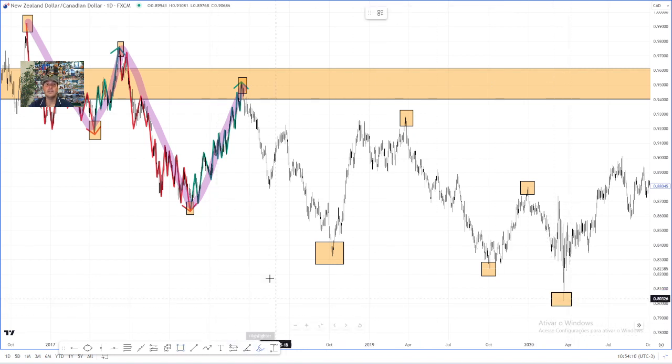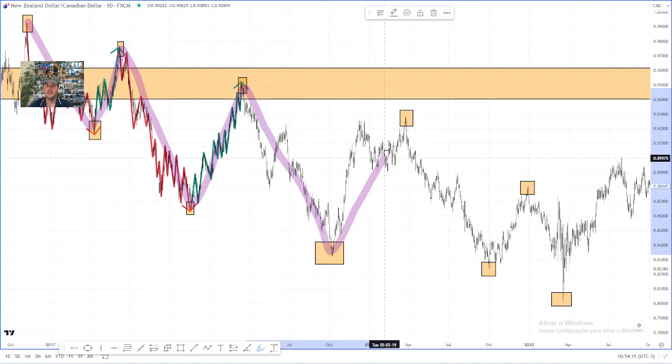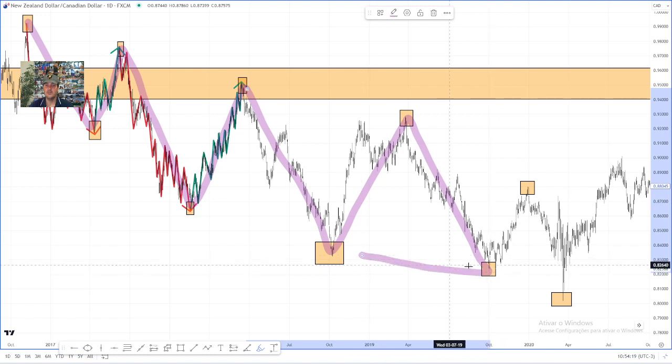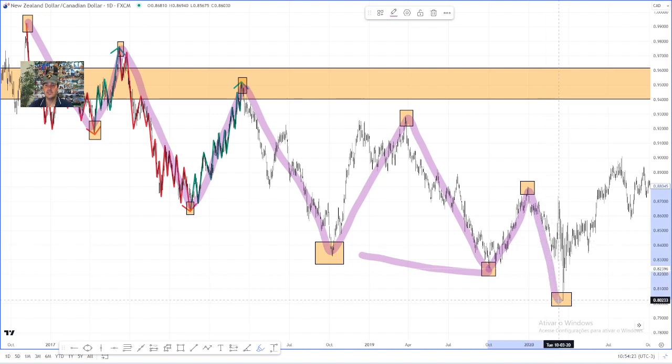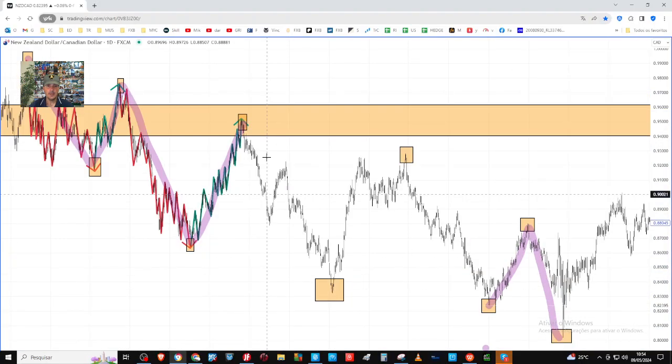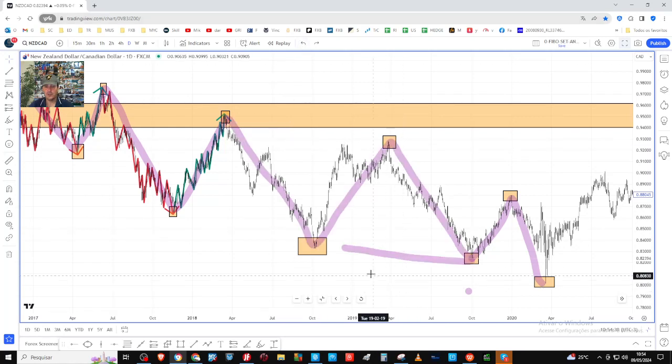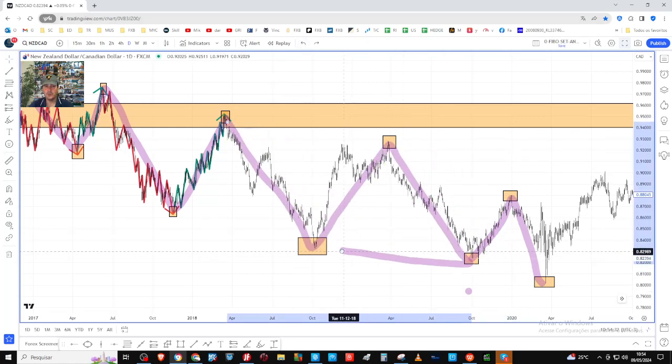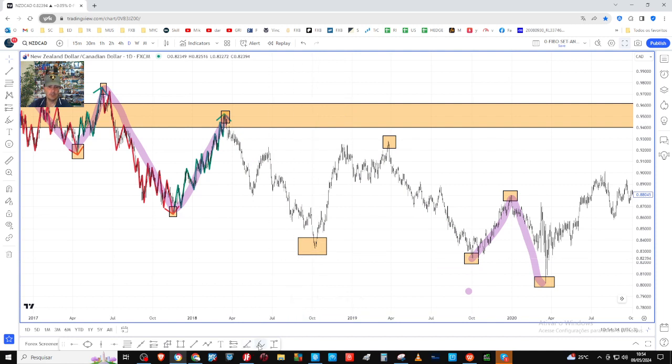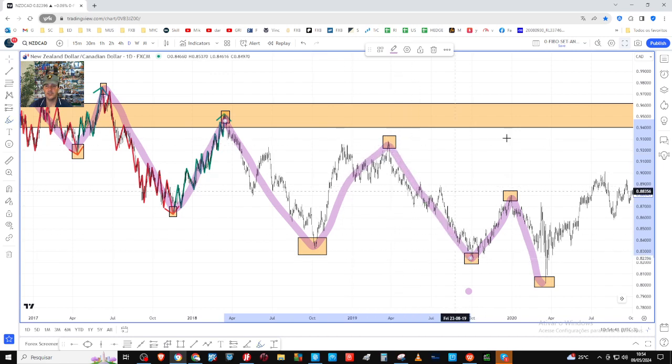The market wave pattern: extension, retracement, extension, lower low, extension, retracement, extension. All right, let me redo it just quickly. So extension, retracement, extension, there you go.